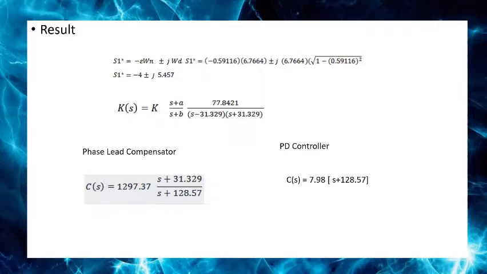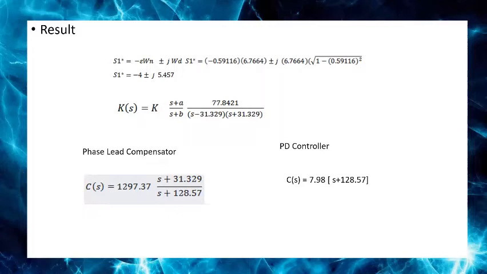Okay, so once we have found our damping ratio and our frequencies, we can make the equation for our desired poles, which is -4 plus minus j5.457. Basically for the calculation part, we have included it in our report. But if we had included it in our presentation, it would take a lot of time. So what you can see on the screen right now is the final equation for the controllers.